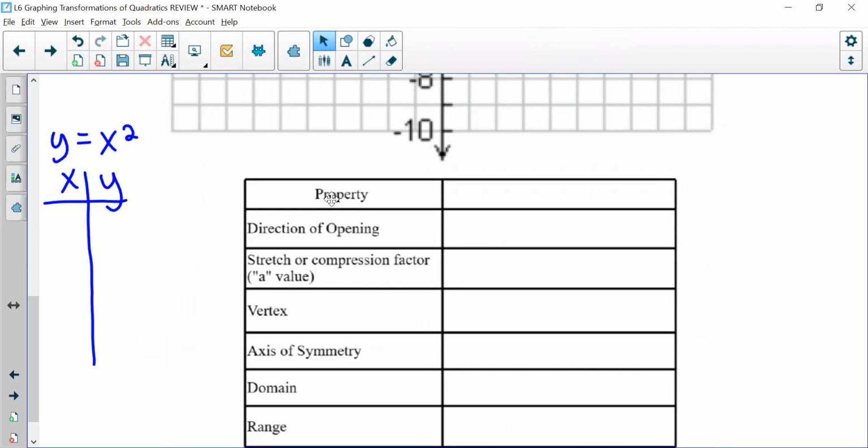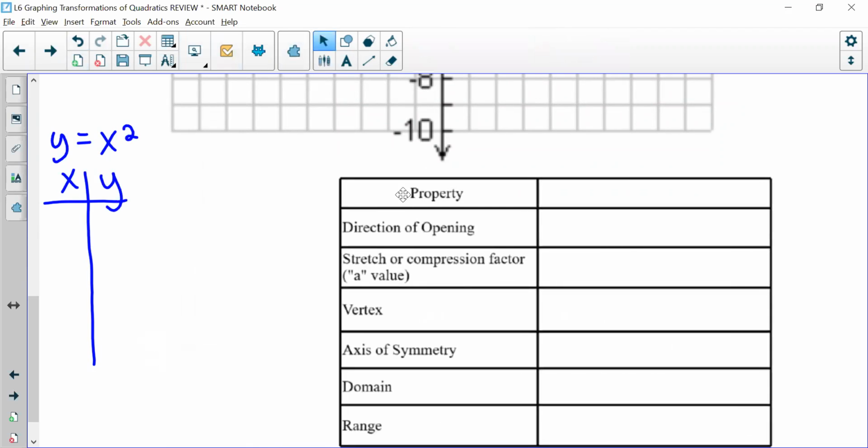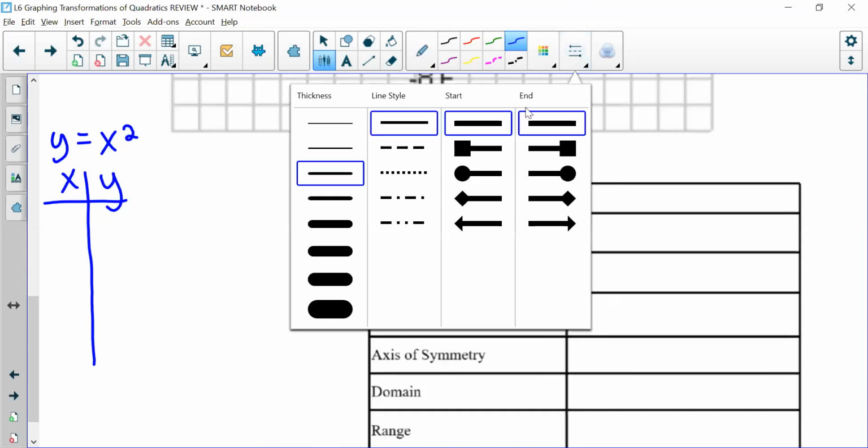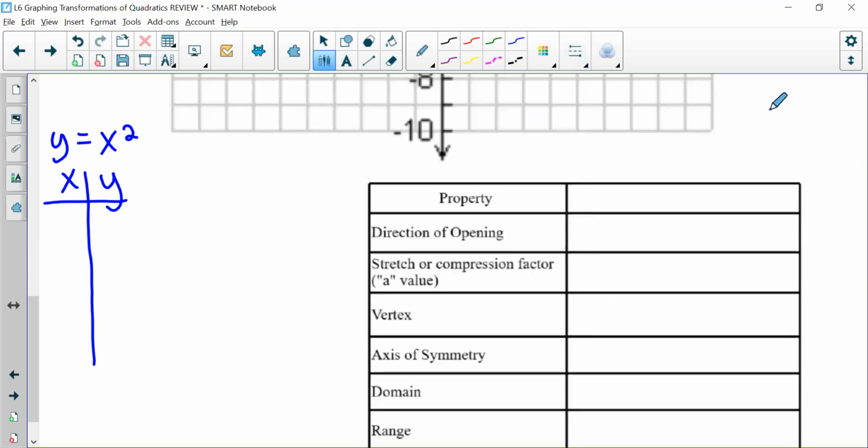Well, I have it here. Is that okay, cheating? So no, please tell me, what do you have? Okay, so -3, 9, -2, 4, -1, 1, 0, 0. Oh, sorry, am I going too fast? No, it's fine. You're all good. 1, 1, 2, 4, 3, 9. Perfect.